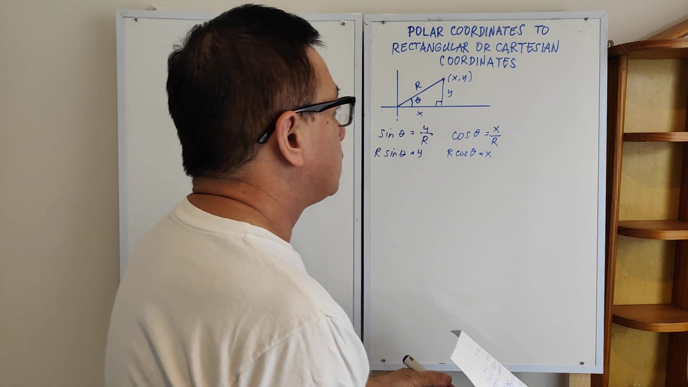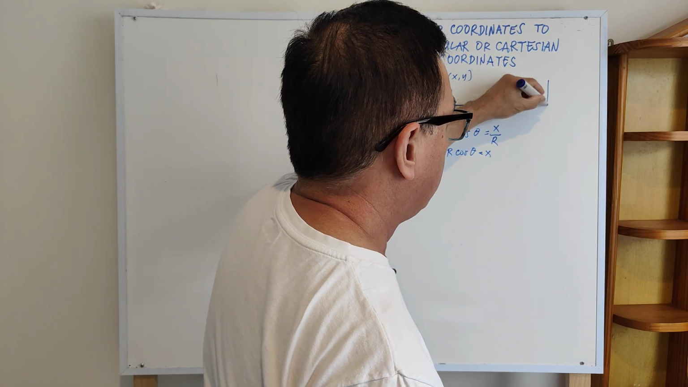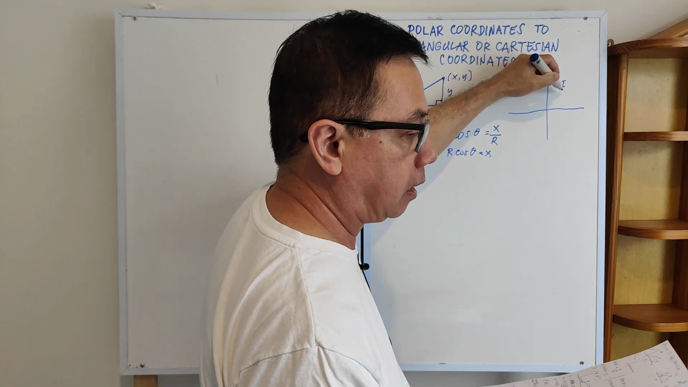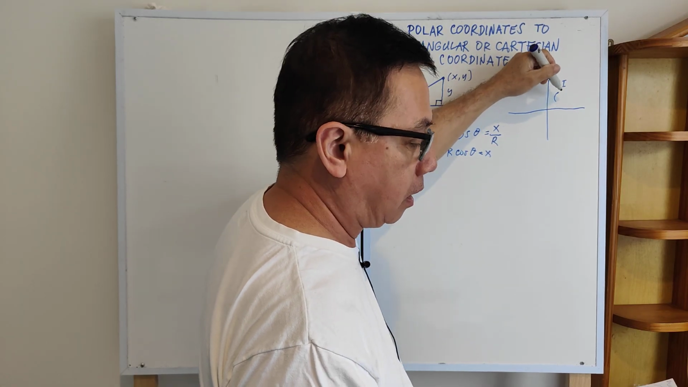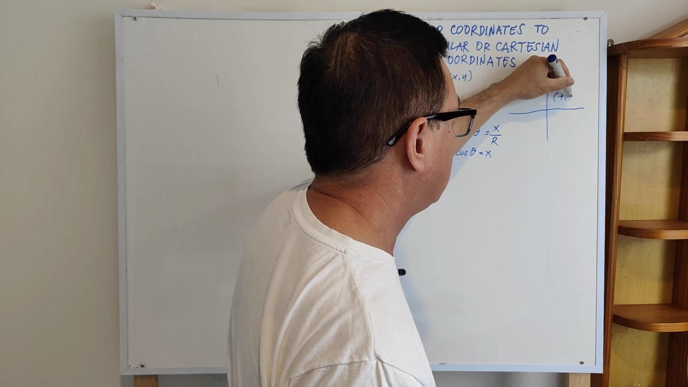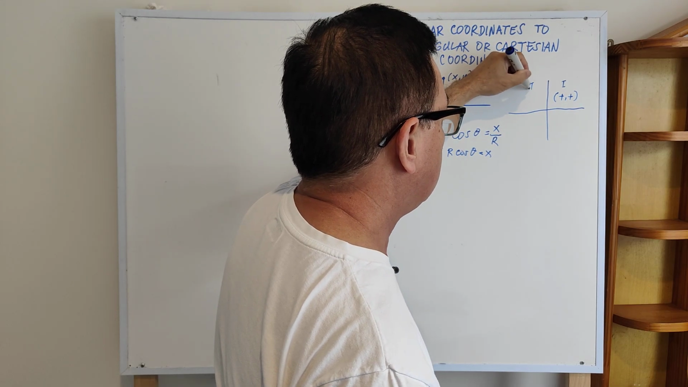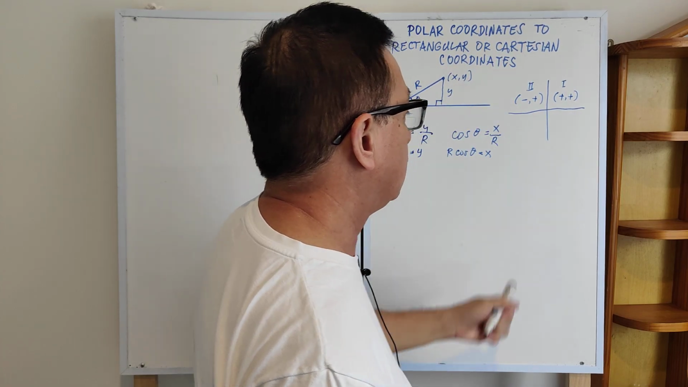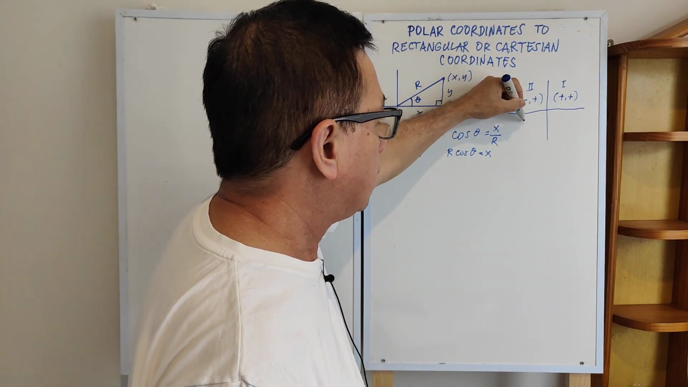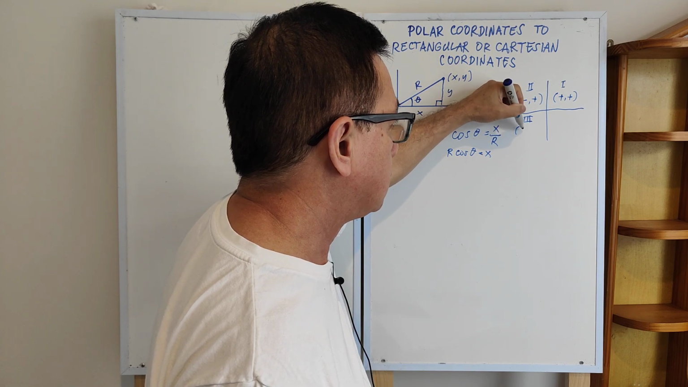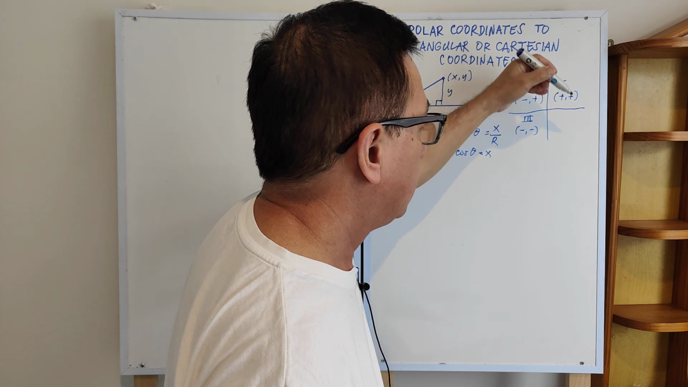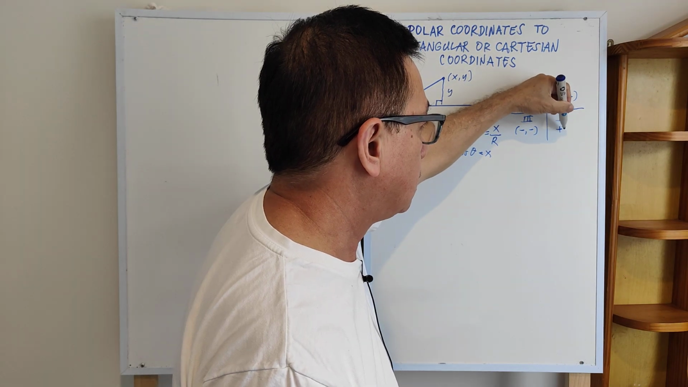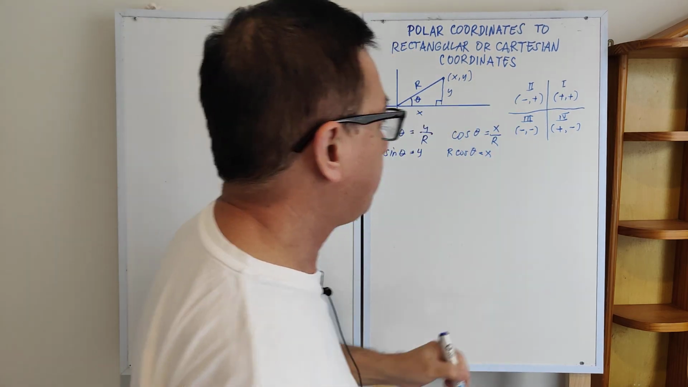Okay, so as a review, we have four quadrants. For quadrant 1, the signs of x and y are both positive. For quadrant 2, the sign is negative and then positive for x and y respectively. For quadrant 3, both x and y are negative. And for quadrant 4, it is positive on the x and then negative on the y.